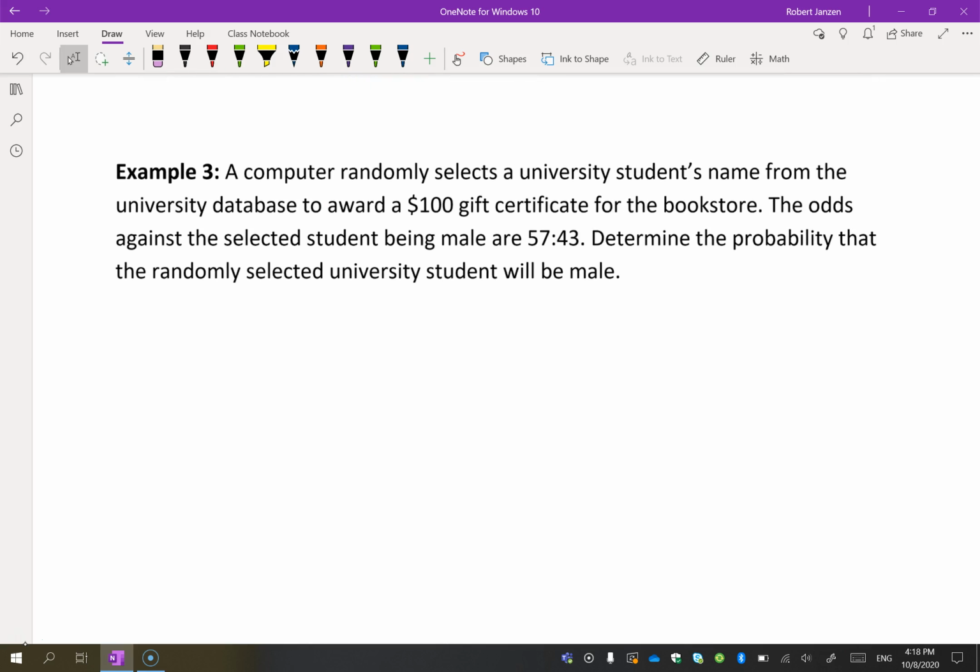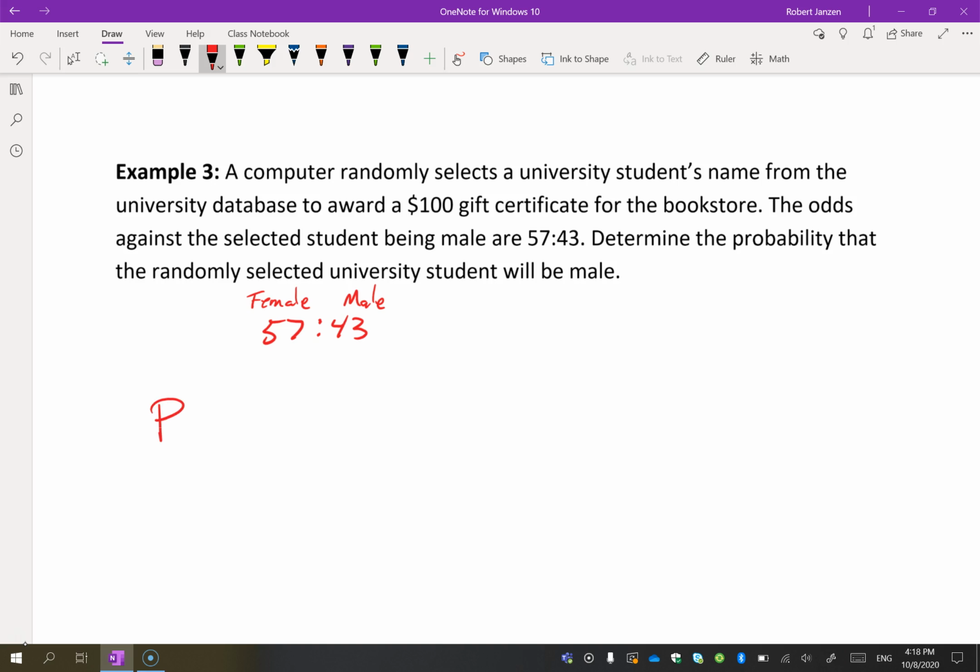So this one I want you to try before I do it. Take a minute to read it and see if you can figure it out. Okay, in this case, a computer randomly selects a university student's name to award a $100 gift certificate for the bookstore. The odds against the selected student being a male are 57 to 43. This is the odds against being male, so this must be female compared to male. Determine the probability that the randomly selected university student will be male.